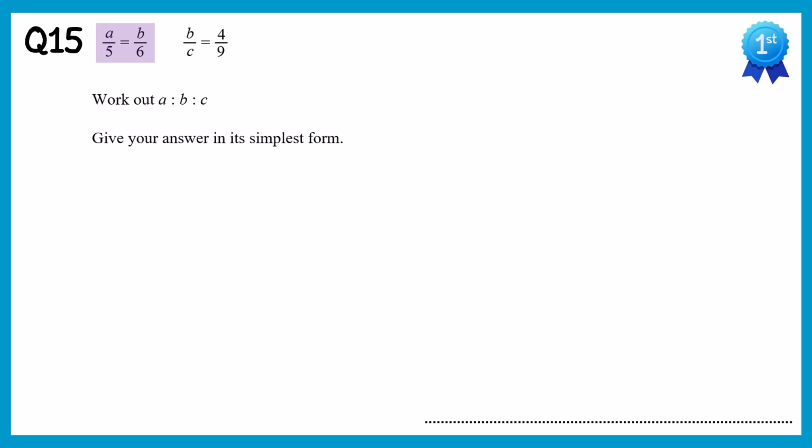In this equation here, we're told that a divided by 5 is the same as b divided by 6. When equations are written in this form like this, it's easy to write down their ratios. This just means that a to b is in the ratio 5 to 6. When we look at this second equation here, it's not quite in the same form. We could rearrange it though to make it look like the other one.